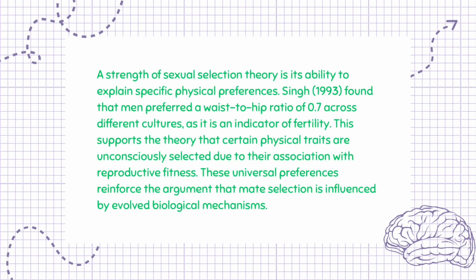A strength of sexual selection theory is its ability to explain specific physical preferences. Singh, 1993, found that men preferred a waist-to-hip ratio of 0.7 across different cultures, as it is an indicator of fertility. This supports the theory that certain physical traits are unconsciously selected due to their association with reproductive fitness. These universal preferences reinforce the argument that mate selection is influenced by evolved biological mechanisms.